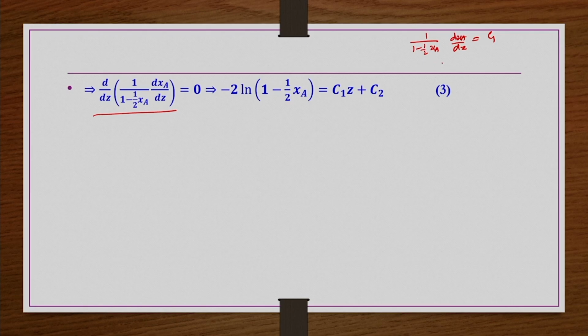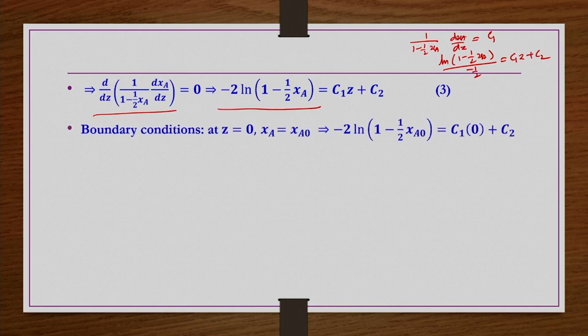Then what we have is ln of 1 minus 1 by 2 xA divided by minus 1 by 2 is equal to C1z plus C2. This minus 1 by 2 I can write here as a minus 2 ln 1 minus 1 by 2 xA is equal to C1z plus C2. Two boundary conditions we have: at z equals 0, xA is xA naught. So, C2 is minus 2 ln 1 minus 1 by 2 xA naught, that is what we get.